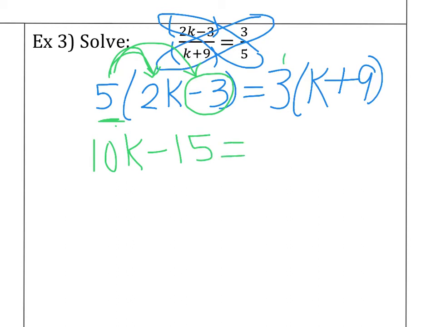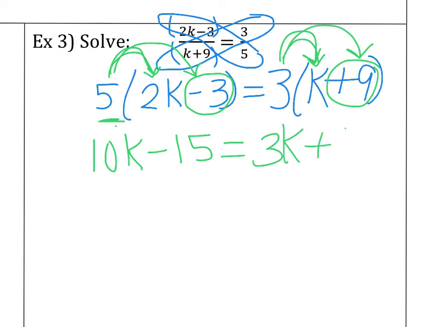Now we need to multiply the 3 times both of the numbers on the inside. This time we have a positive 9. So 3 times k would give you 3k. 3 times positive 9 would give you a positive 27. We're back to an equation where you have variables on both sides. There's nothing else to simplify here. There's no like terms on the left. We can't add those. And on the right, there's no like terms over here. So what are we going to do? We've got to get your variables on one side and your constants on the other side.